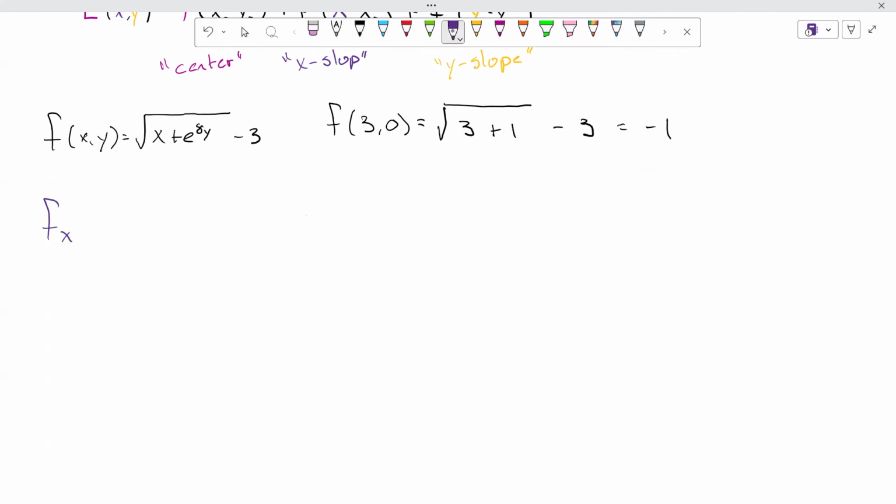So f partial x is going to be 1/2 times x plus e to the 8y to the negative 1/2, since that's the derivative of a square root function. And then the chain rule says multiply that thing by 1. Maybe if I rewrite that to look a little bit more clean, this will be just 1 over 2 times the square root of x plus e to the 8y. Of course, the derivative of that constant negative 3 is just 0.